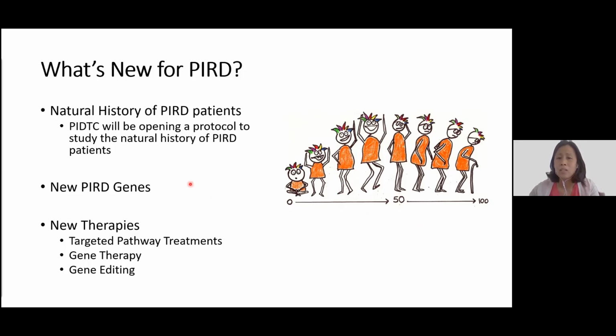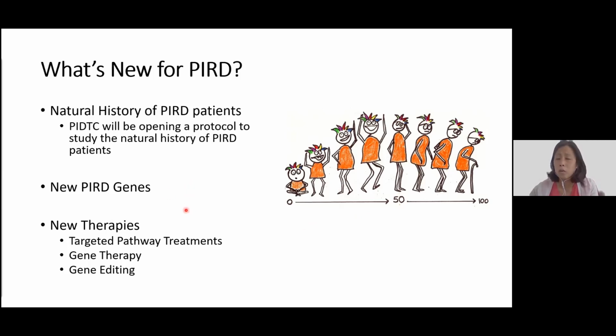And there are always new PIRD genes being discovered. I would say there's probably one new gene mutation that's being reported every couple weeks to a couple months. And so I think about these new genes in my patients that I suspect have a PIRD disorder, but we don't quite have a genetic defect. And so there's always new genes being discovered.